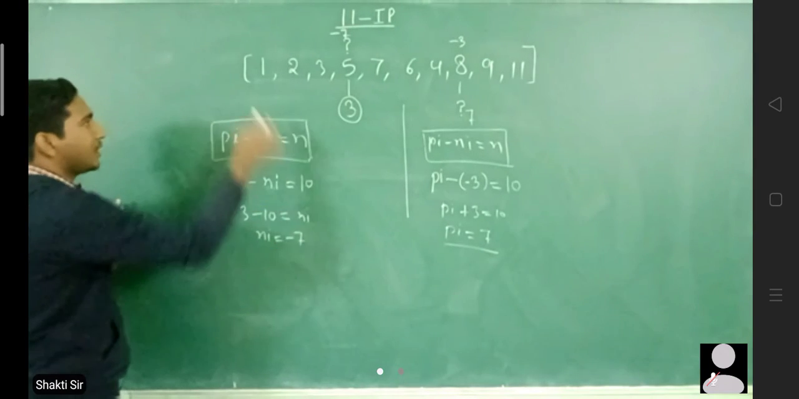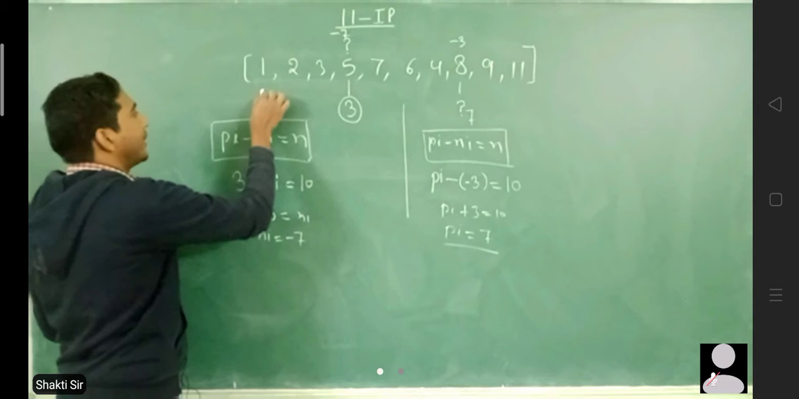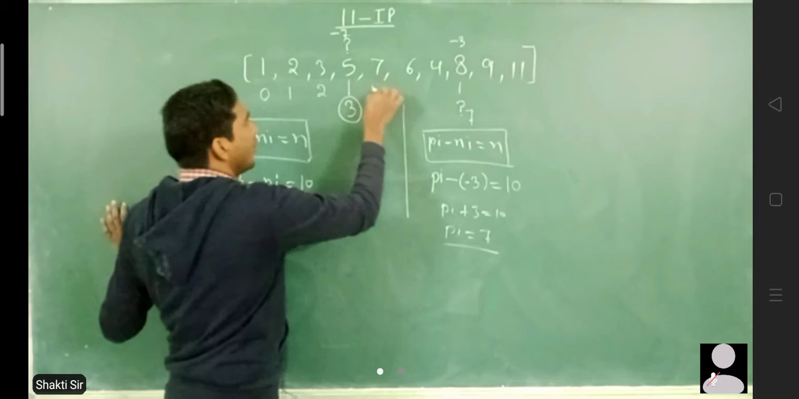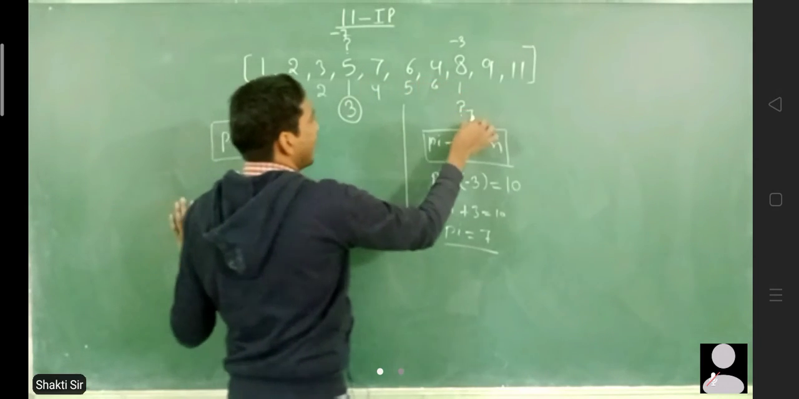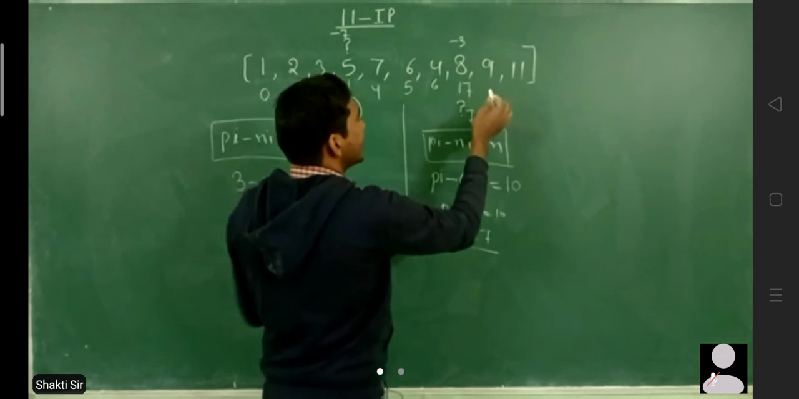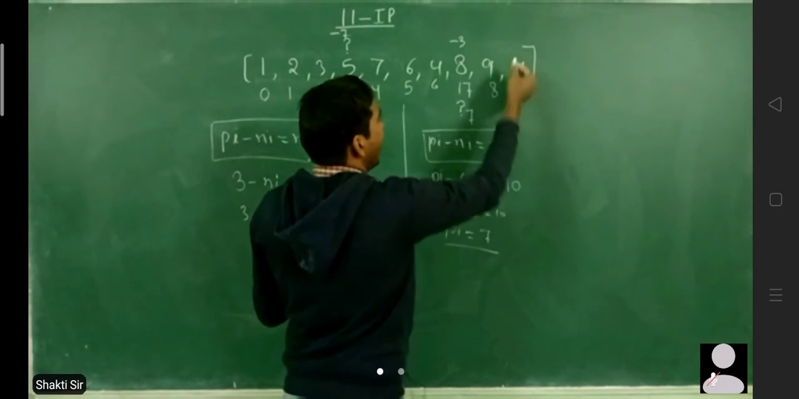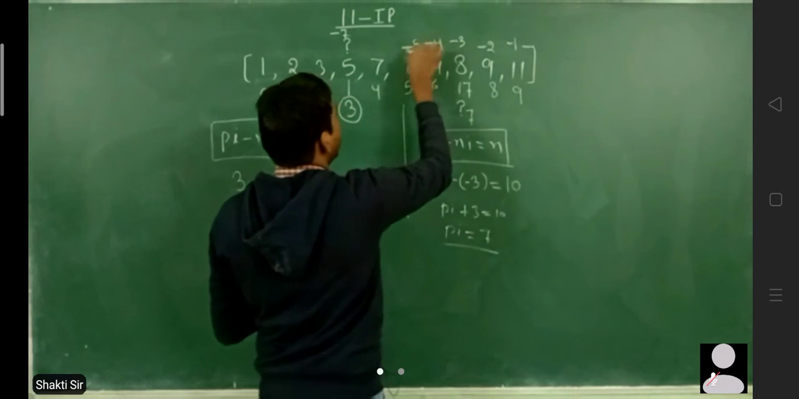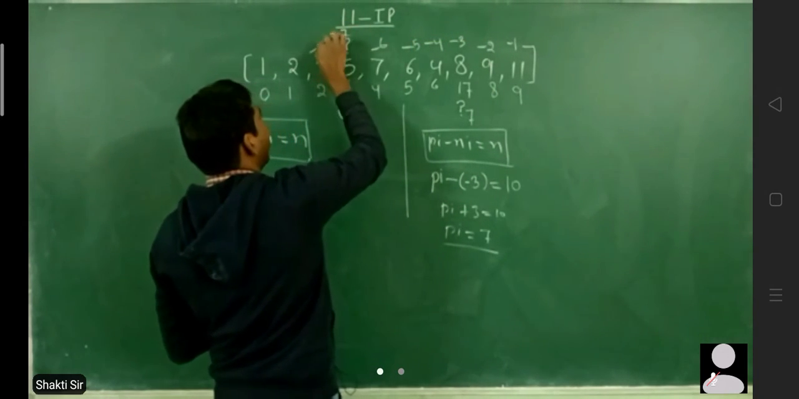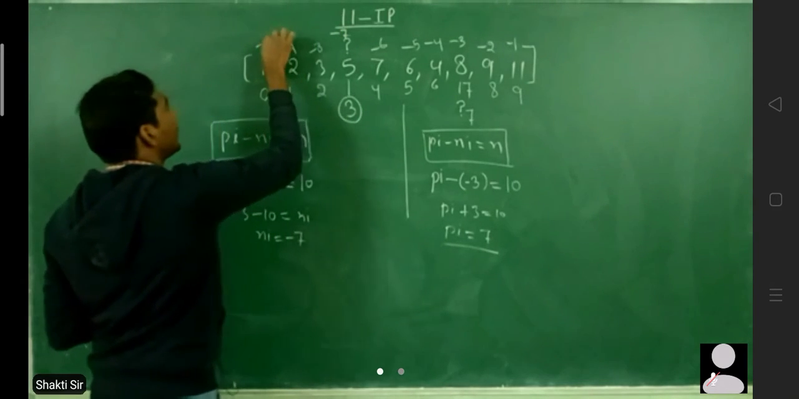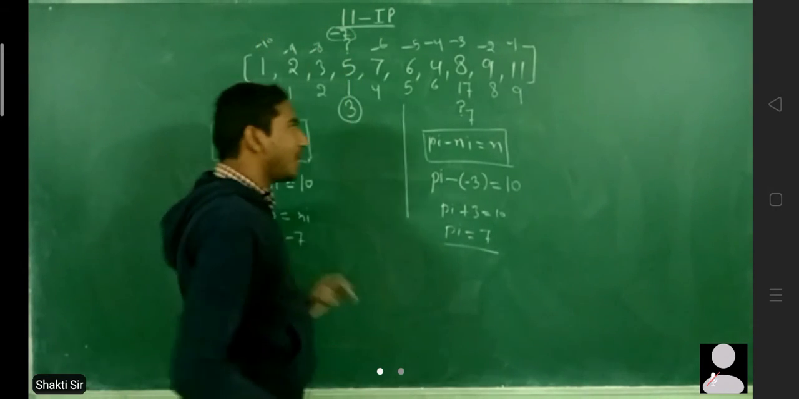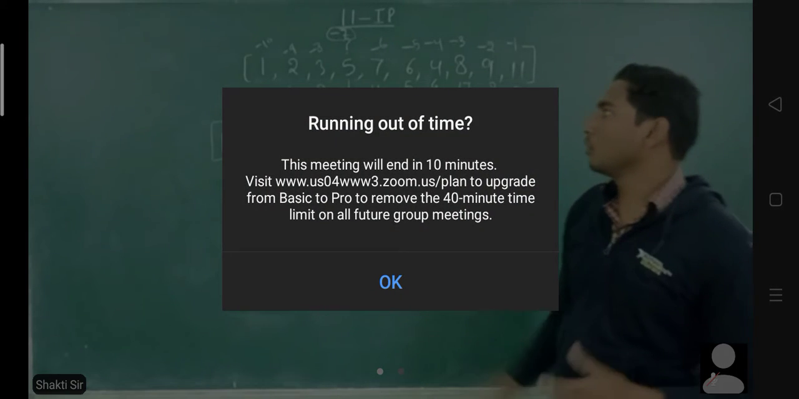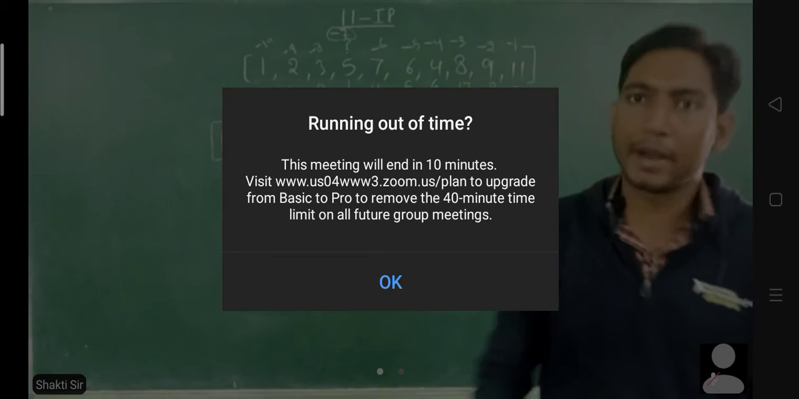So what should I do? Start making indexes 0, 1, 2 and 3. 3 was given, 4, 5, 6 and 7. Yes, my answer was 7 and 7 is the positive index. Then 8 and 9. And start from here, -1, -2, -3, -4, -5, -6 or -7. That means yes, the formula we have used is the correct formula, and we can use this formula to find a positive index and a negative index of an item.